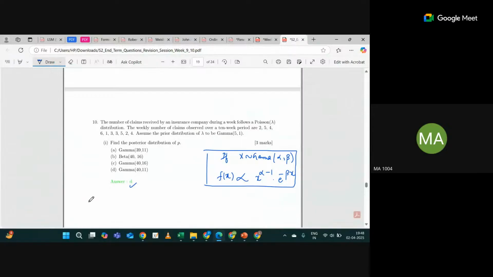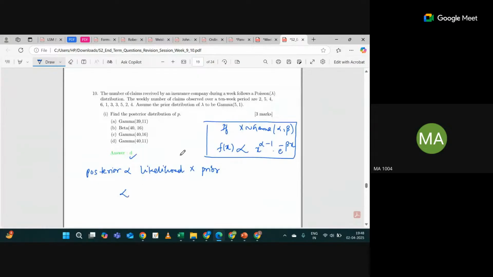So what is the posterior? We know the posterior is proportional to likelihood times prior. So what is the likelihood? Likelihood is the probability of observing your samples. This likelihood we will get from the Poisson distribution. What is the PMF for the Poisson distribution? e raised to the power minus lambda, lambda raised to the power x, divided by x factorial.